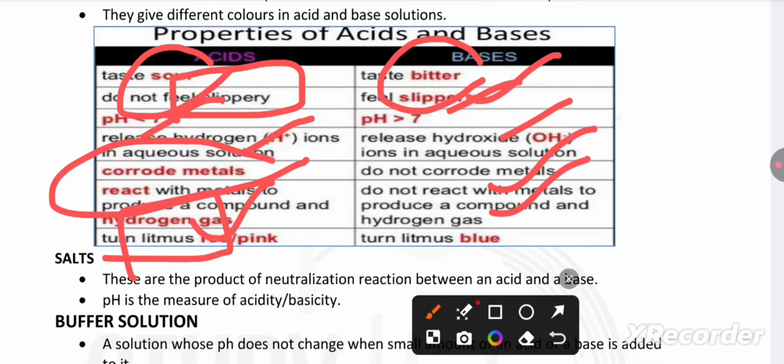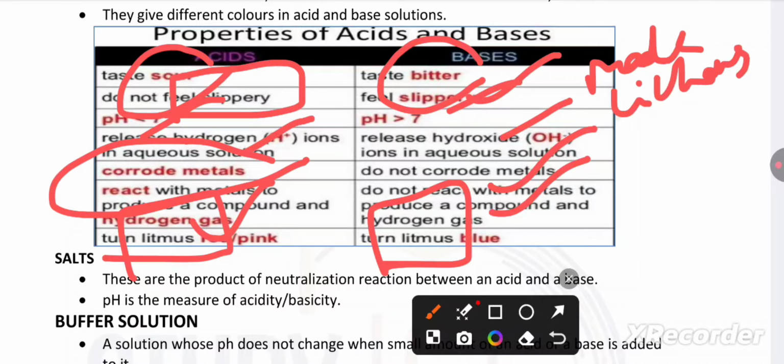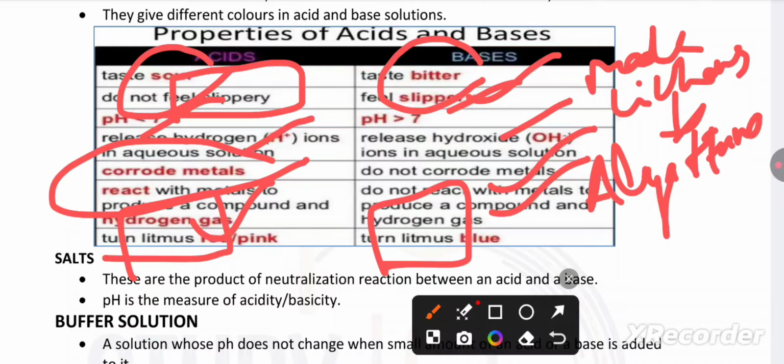Litmus paper, we all know about litmus paper. It is made from lichens, which are nothing but algae plus fungi in a symbiotic relationship.